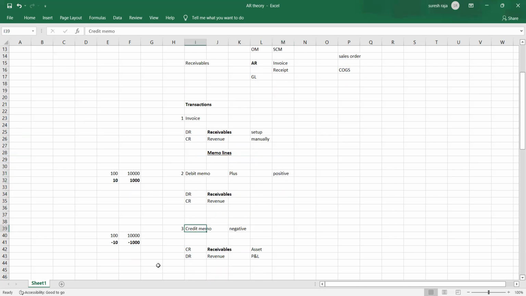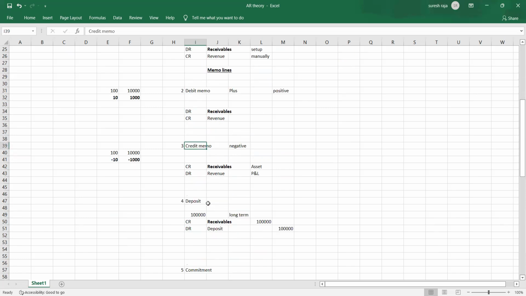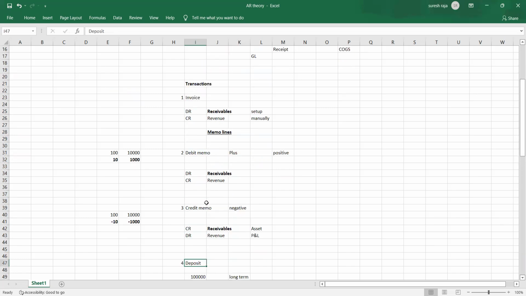Credit memo, I told the scenario. It should be opposite. But in Oracle, it shows the credit will be debited, and the debit will be like this. You understand? Anyway, ultimately the goal is the same. So we have one type called invoice. You created debit memo, credit memo, deposit.